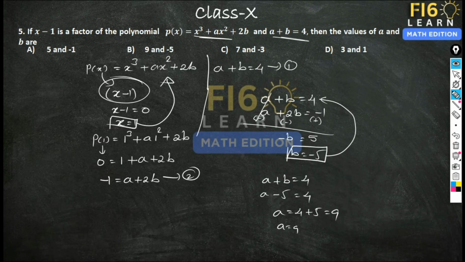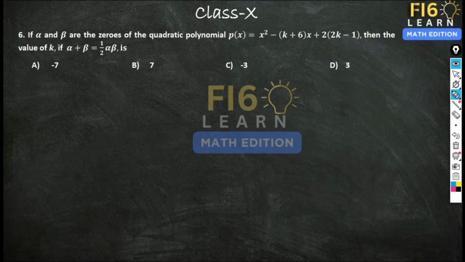Okay, so the value of a is 9 and the value of b is minus 5. So the option is 9 and minus 5, option B. Okay. Here the question number 6.